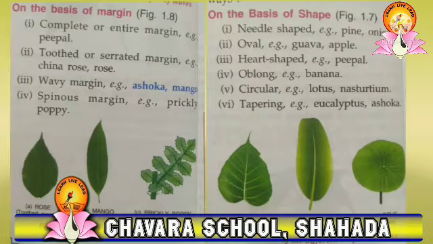and spinous margin. The examples for all these are the leaf of peepal, China rose, Ashoka and mango, and prickly poppy. On the basis of shape, leaves are classified as needle-shaped, oval-shaped, heart-shaped, oblong, circular, and tapering. The examples for all these types of shapes are pine, guava, peepal, banana, lotus, and Ashoka.